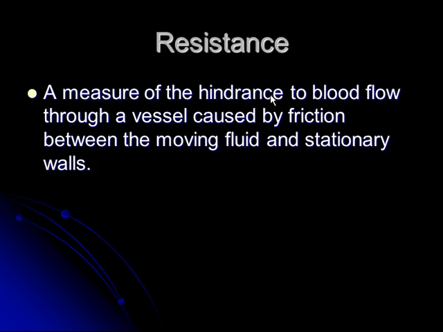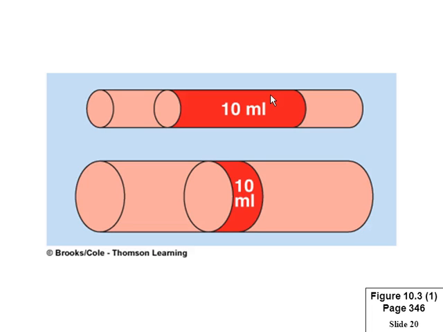If I'm clinging on the wall, I create friction. What's going to happen to my ability to flow with this friction? It decreases. So if I have 10 millimeters of blood, and I have 10 millimeters in this little blood vessel, or this big one, which one's making more contact with the wall? The little blood vessel. So which one's going to be higher resistance? The little one. It's more friction in here. The smaller the blood vessel, the higher the friction.